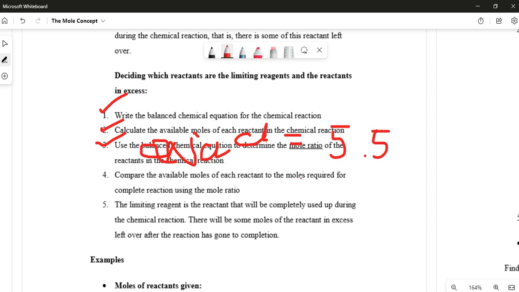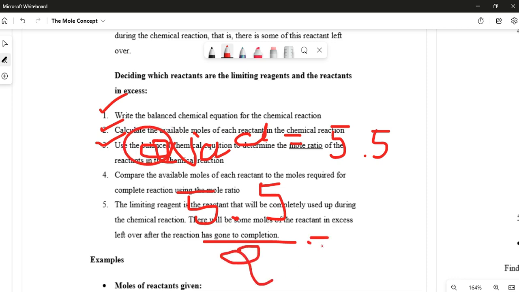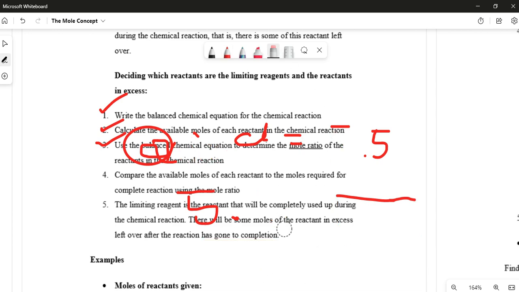So what you do is you do your 5.5. First you calculate for the 5.5 the mole, or you may be given 5.5 over the number that is over here, so over 2. And then you get the answer. Then you get a particular answer. Then you compare all the answers. The one which is the least is the limiting reagent, and the one which is the most will be the reactant that's in excess.